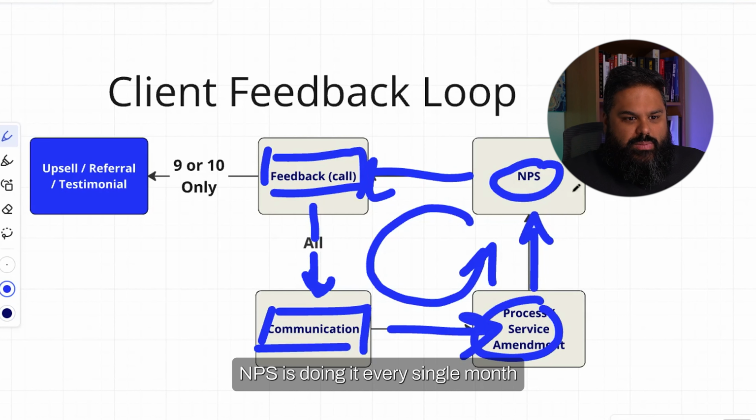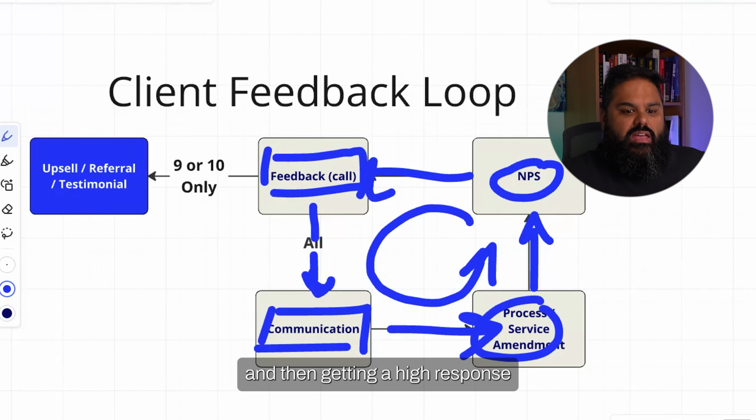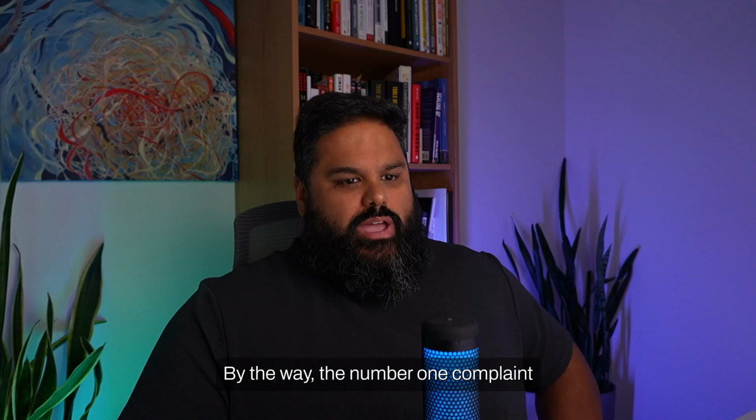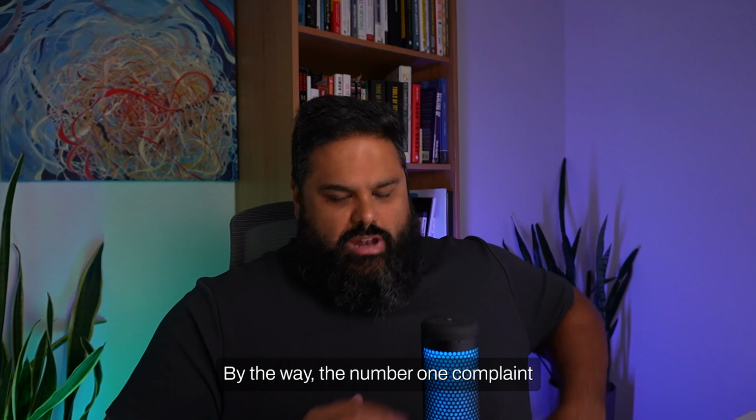Because the best practice of NPS is doing it every single month and then getting a high response rate on it. By the way, the number one complaint people have on NPS is, I have a really low response rate. NPS response rate should be anywhere between 60 to 75% every time we send it out. Ideally, we're sending it out every single month.